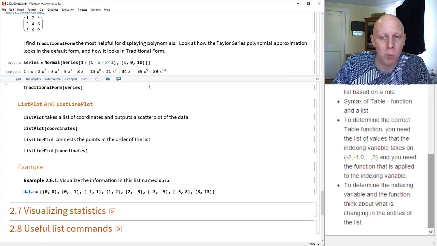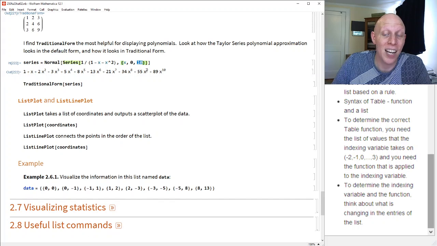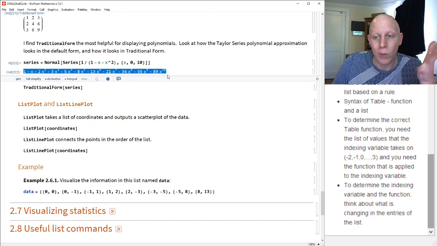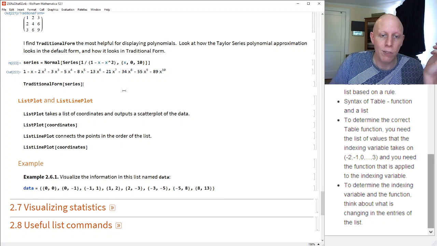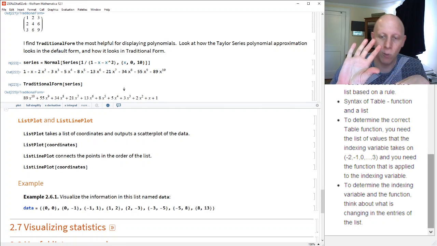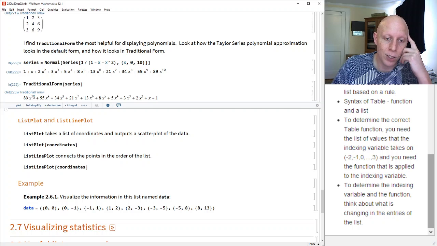And expand this past 10 if you want to learn more. But now this polynomial doesn't look like the way we normally think about polynomials. If you use traditional form, then it turns it around and puts the highest degree term first, and the coefficients go in the front.